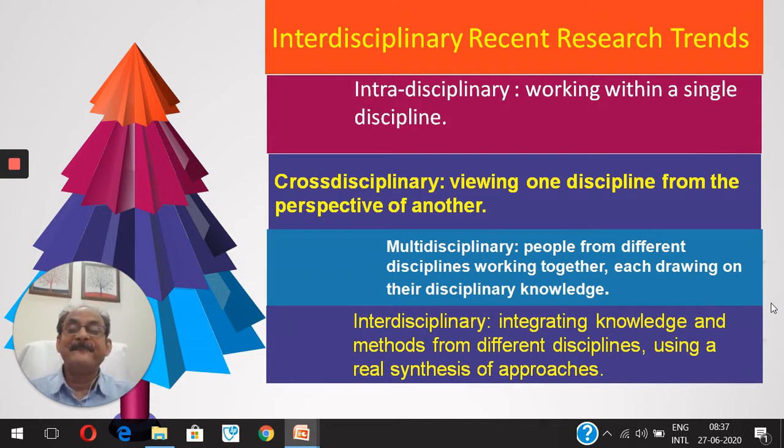Then the very important thing, today's topic, is interdisciplinary. What is interdisciplinary? Interdisciplinary is integrating knowledge and methods from different disciplines using a real synthesis of approach. We can take the knowledge and some methods from another discipline.